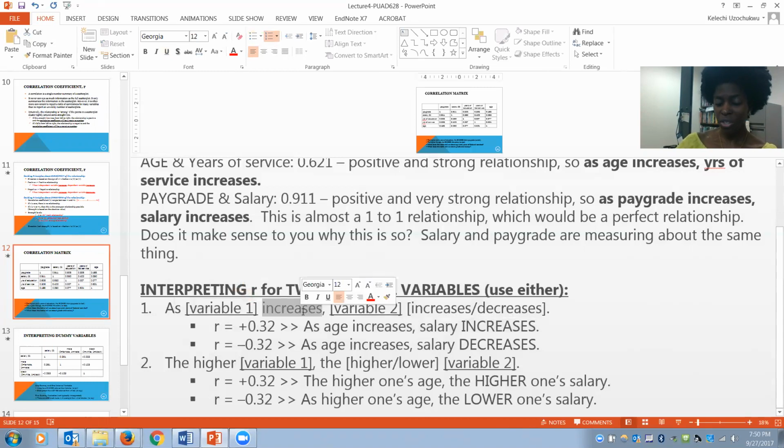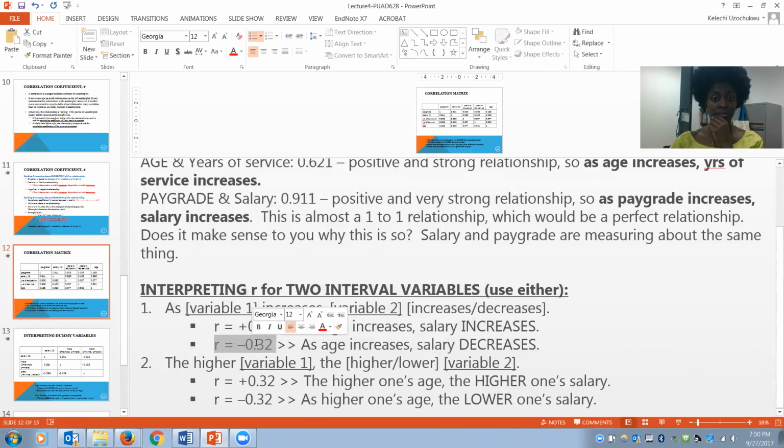As age increases, what's our next variable? Salary. Then, salary, what happens? We base it on whether the sign is positive or negative. So as age increases, salary, this is a positive number, so we'll say increases. Now let's take, for example, that R ends up being negative. The only thing changing here: as age increases, what happens with salary? Because it's a negative sign, we're going to go with decreases.